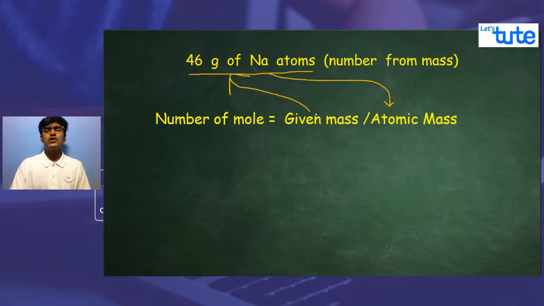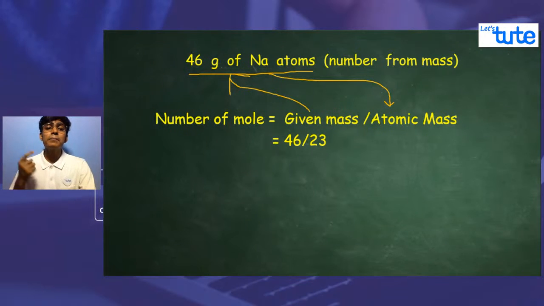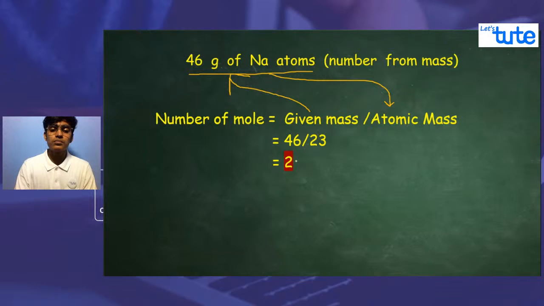So we are just supposed to divide both of them: 46 divided by 23. Now what is 23? 23 is nothing but the atomic mass of sodium. So the number of moles is 2. This is the number of moles.